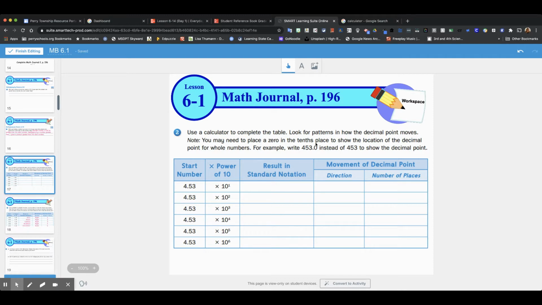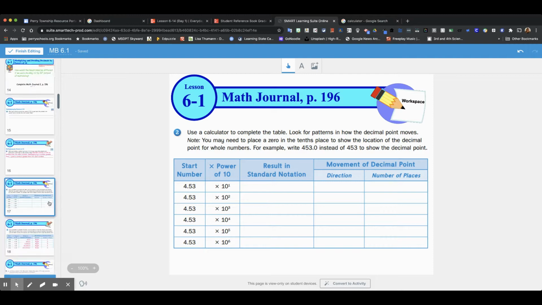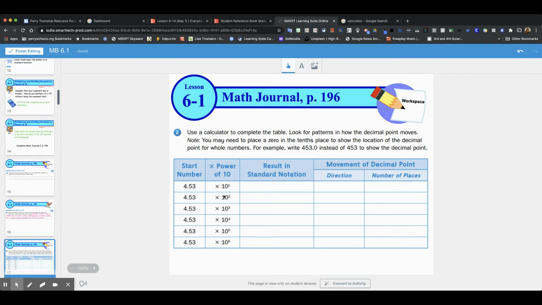Like we said, when we're doing our math and finding actual answers, we don't always need the decimal, but for today we do want it so that we can show where that decimal point is. So I'm going to start off by going over a couple of these, and then I'm going to have you do the rest, and you'll come back and check. I'm going to start with 4 and 53 hundredths. That's our number the whole time, but then we're going to multiply it by different powers of 10. So I know that I'm going to multiply this times 10 to the first power, and I need to show that result. So I'm going to use my calculator here.